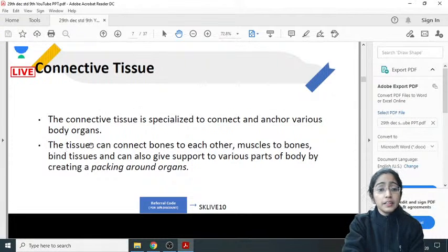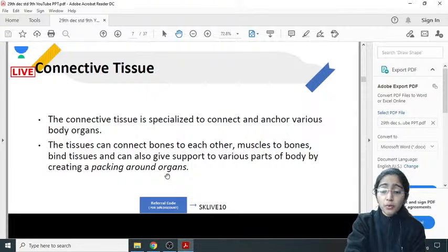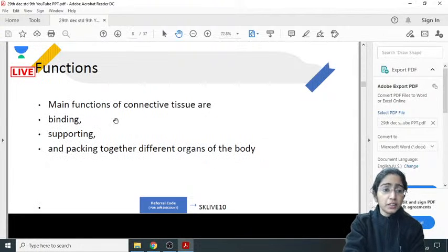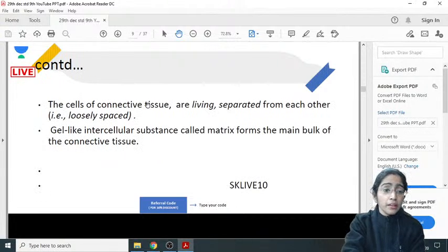Clear? The tissue can connect the bones to each other, muscle to the bone. We are going to check it out. It's simply an overview. It binds tissues and can also give support to various parts of the body by creating a packing around the organs. Main functions of the connective tissue are binding, supporting and packing together different organs of the body, that is, linking up different organs of the body. The cells of the connective tissue are living, separated from each other.